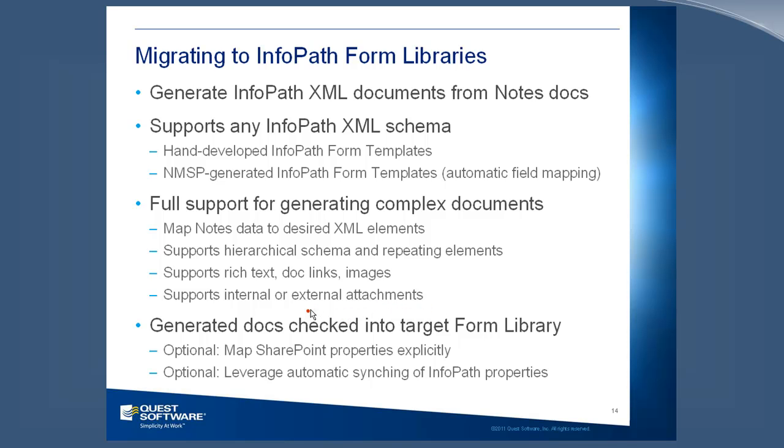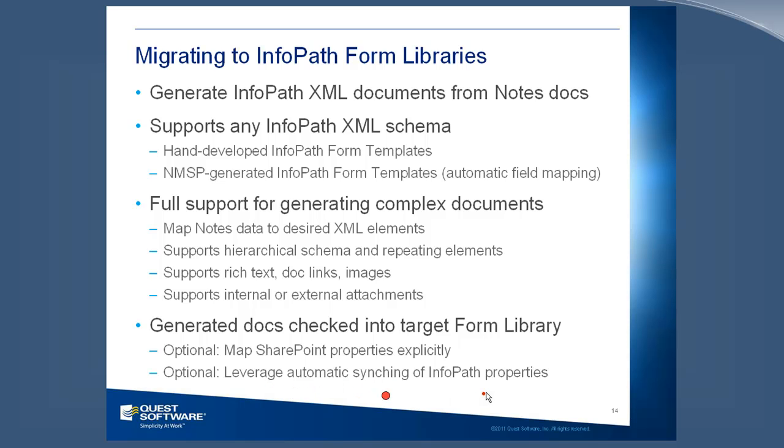Now, we take all the documents that we generate and we check them into the target form library. And as you probably know, InfoPath and SharePoint have their own integration for exchanging properties between the InfoPath document itself and the form library that's containing all those InfoPath documents. So you can optionally map explicit SharePoint properties in the migration job, as you've seen many times already, or you can map all the properties just in the InfoPath document and leverage the automatic synchronizing of properties.